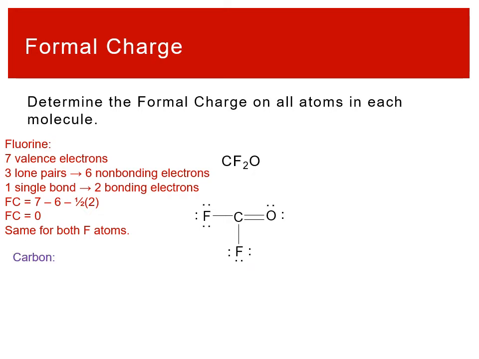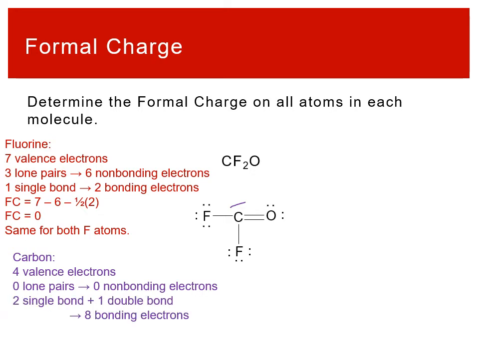Okay, so let's take a look now at carbon. Carbon always has 4 valence electrons. Again, that's a property of the atom. It doesn't have any lone pairs. We can see there's nothing around this central atom, so there's 0 non-bonding electrons. It does have the 2 single bonds and 1 double bond. We know each of the single bonds is 2, so it's 2 times 2, and the double bond is 4, so 2 times 2 plus 4 gives me 8 bonding electrons overall around that carbon. If I plug that into my formal charge, 4 minus 0 minus 1/2 of 8 is 4 as well, giving me a formal charge of 0.